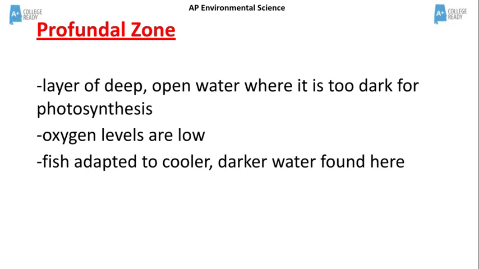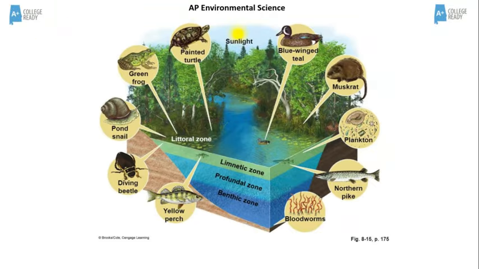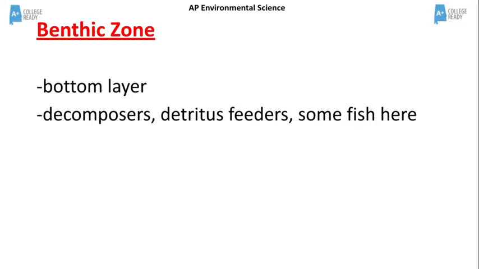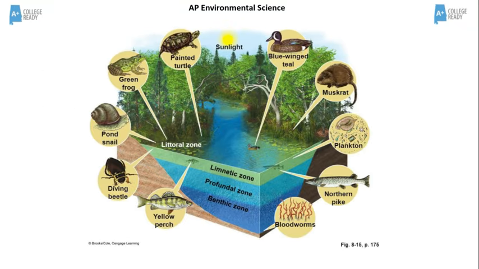The profundal zone is a layer of deep open water where it is too dark for photosynthesis to occur. The oxygen levels are low, so fish adapted for cooler, darker water are found here, such as lake trout. Notice the location of the profundal zone. Some other organisms found here are leeches, worms, and insect larvae. The bottom darker layer is called the benthic zone, where decomposers, detritivores, and some fish, such as catfish, are found. In this picture, the bloodworms are in the benthic zone.